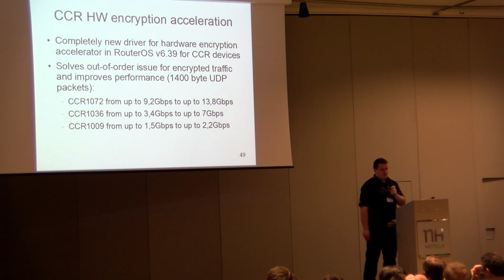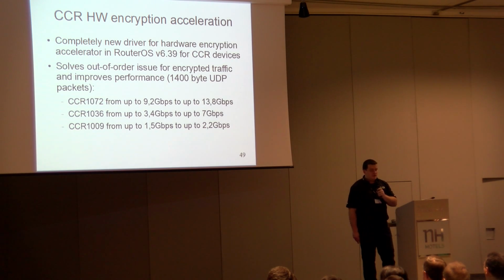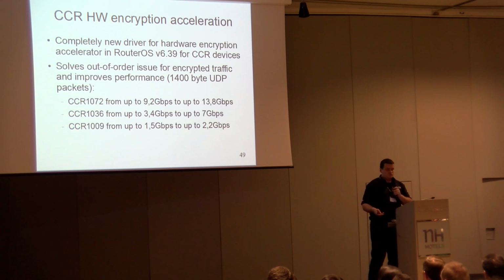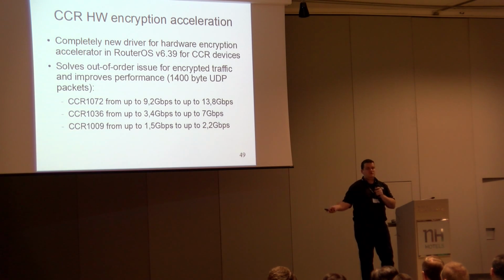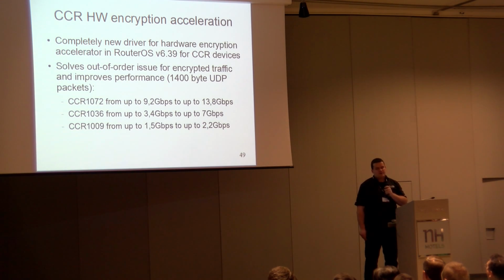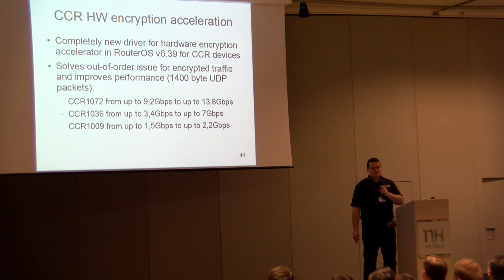With 1400 byte UDP packets, you can now get from 9.2, which was in previous versions, to 13.8 gigabits per second of IPsec accelerated, encrypted traffic on 72 core, from 3.4 to 7 on 36 core, and from 1.5 to 2.2 on 9 core. Just by upgrading to version 6.39, which will soon come out as soon as we return. Because now we can finally add some new stuff for new products, which we didn't before, so as not to reveal things.